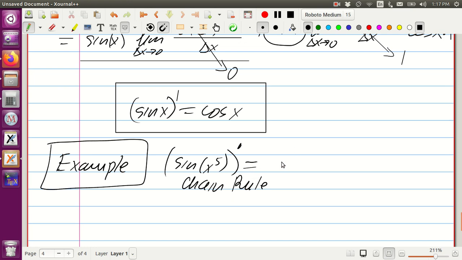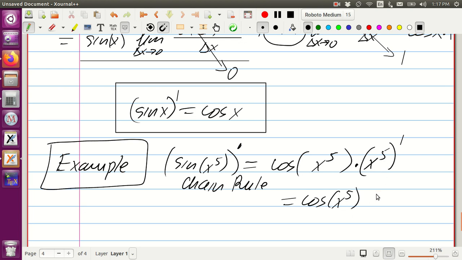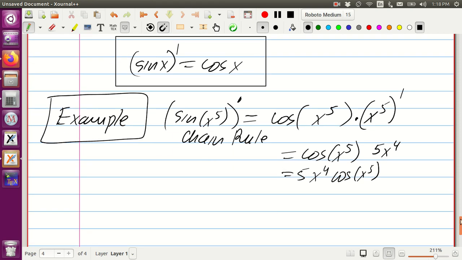So the chain rule says take the derivative of the outer function, so the derivative of sine is cosine. Put your inner function inside and multiply by the derivative of the inner function. So there is no prime over here. We rewrite this expression and we calculate the derivative of x to the 5, which is 5x to the 4. And that would be our answer. Maybe we will write it as 5x to the 4 cosine of x to the 5.